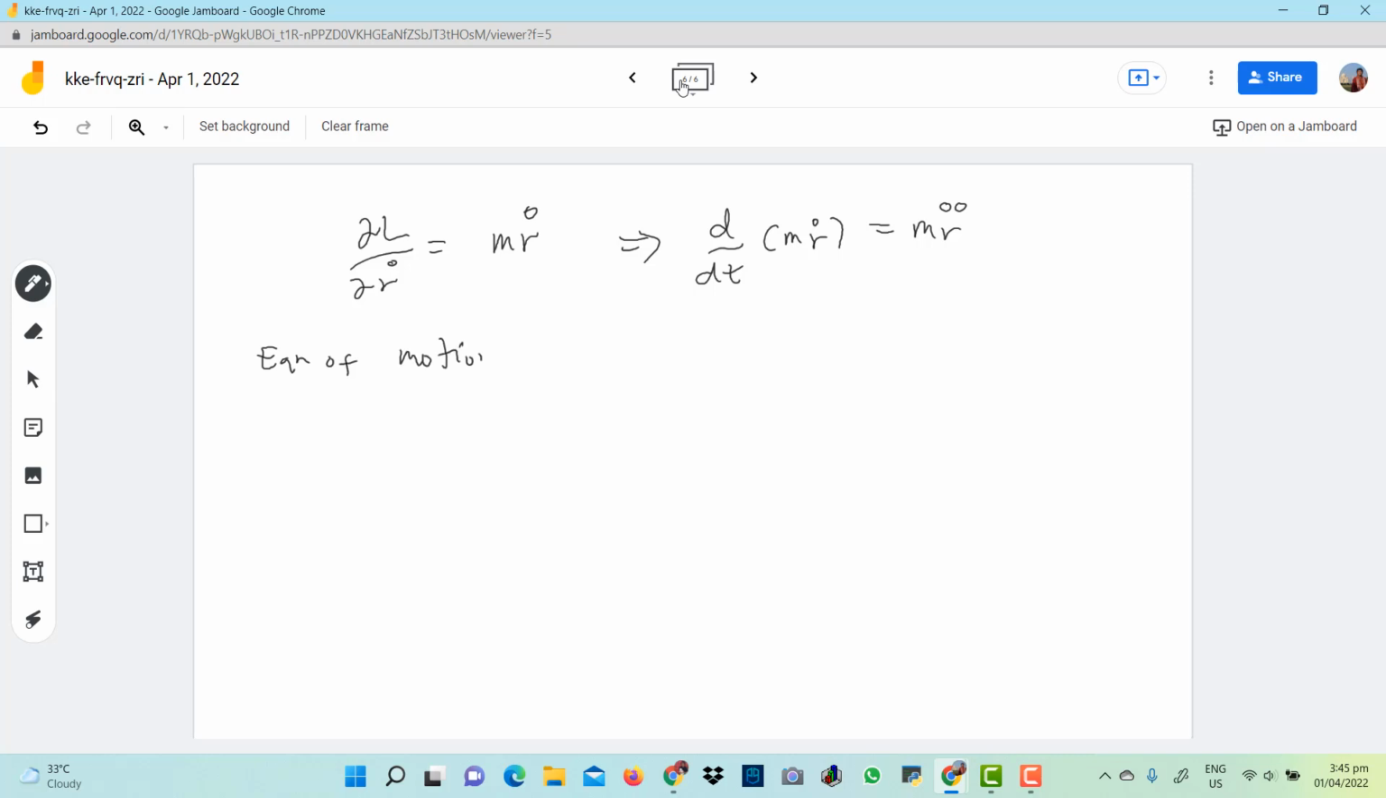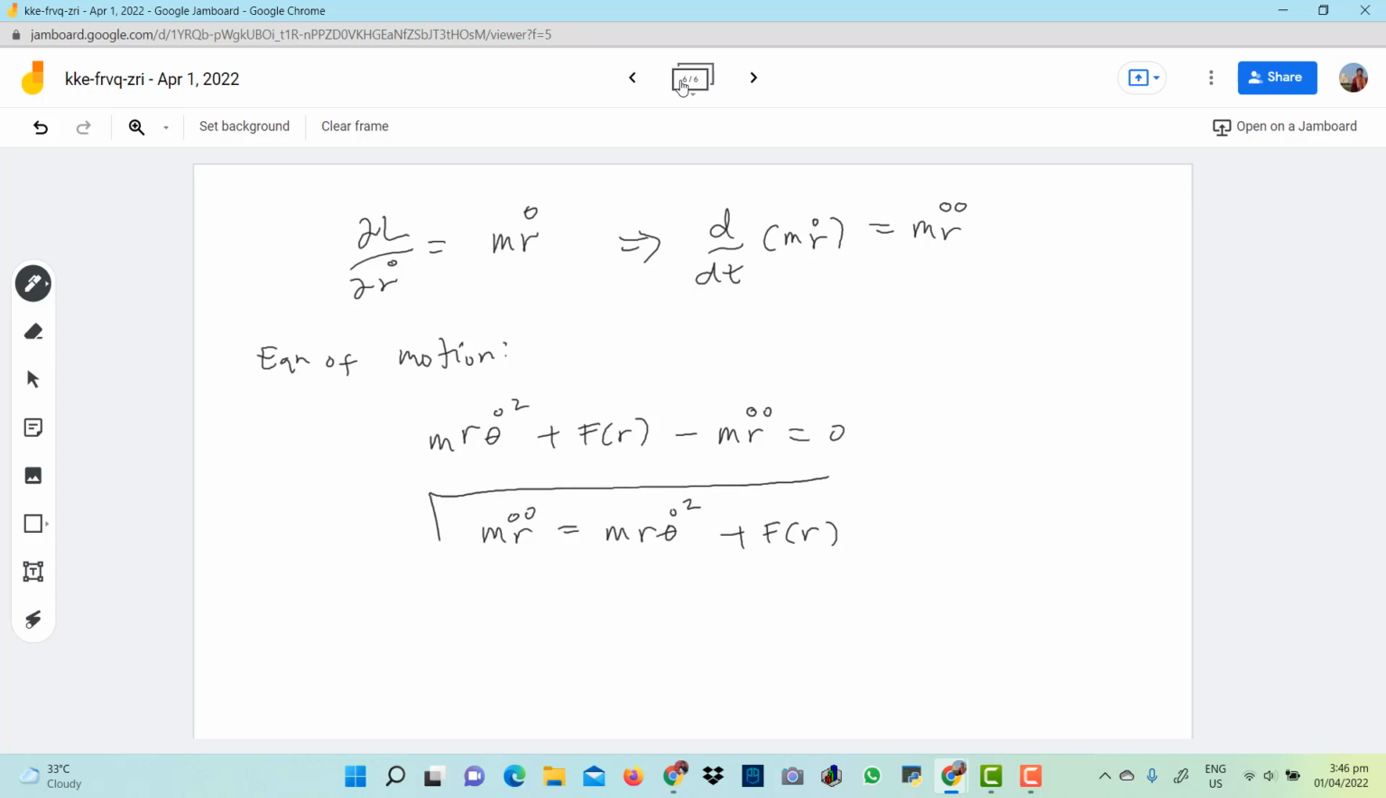The equation of motion is m r theta dot squared plus f of r minus m r double dot equal to 0. So therefore, m r double dot equals m r theta dot squared plus f of r. Okay, do you remember this equation? Do you still remember it from the chapter?